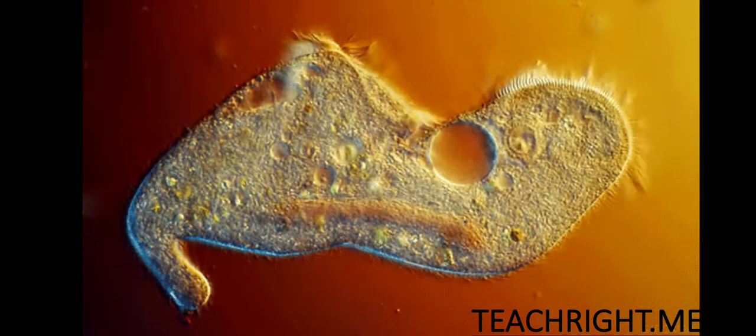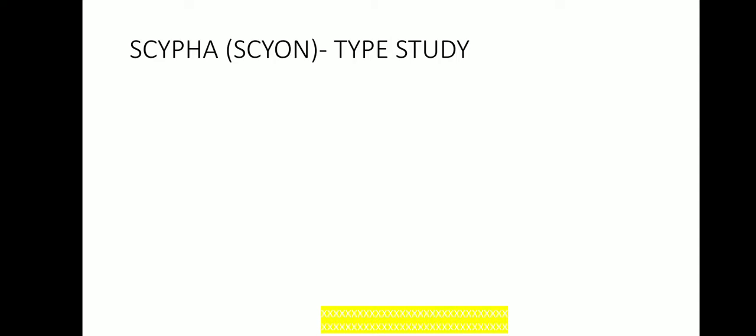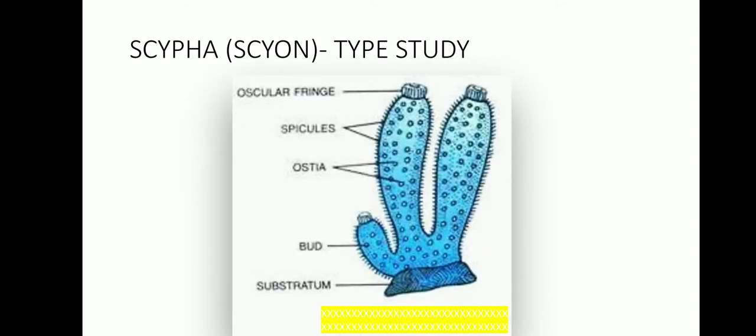Okay, so today we will be covering the type study of Scypha or Sycon. You can see this, it is also called a sponge. You may have heard about this term sponge. This Scypha is also called a sponge. This is the entire body, and it is attached to a substratum below.